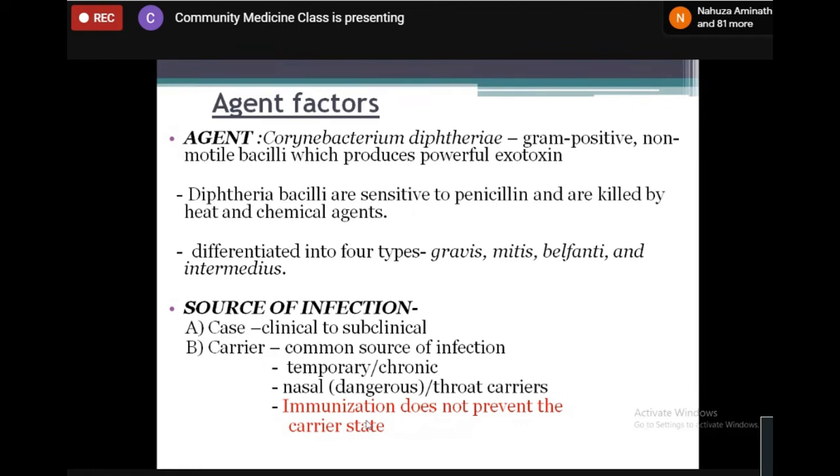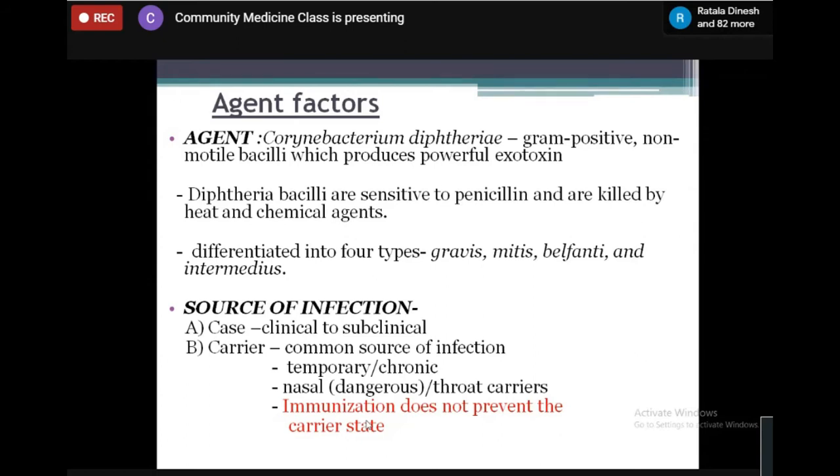Carriers are the most common source of infection as compared to cases, and a carrier could be temporary or chronic. For a certain time they carry the bacteria, and then the person will be bacteria free. In chronic carriers, for long periods the person will harbor the bacteria and keep spreading the infection through nasopharyngeal secretions while coughing, sneezing, and by other modes. Nasal and throat carriers are the most dangerous source of infection, because while coughing and sneezing they can transmit the disease through nasopharyngeal secretions.